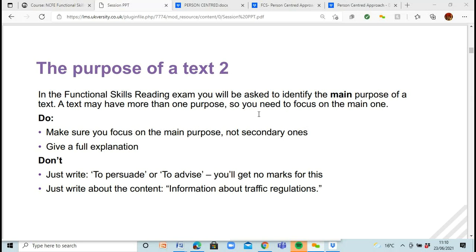In the reading exam, one of the questions is going to be to identify the main purpose of a text. A text can have more than one purpose, so you need to focus on the main one and not any secondary ones, and give a full explanation. When you're writing down the purpose, don't just write "to persuade" or "to advise", because you won't get any marks for that. And don't just write about the content, like "the main purpose of the text is information about traffic regulations." Make sure you go into detail and give some explanations.